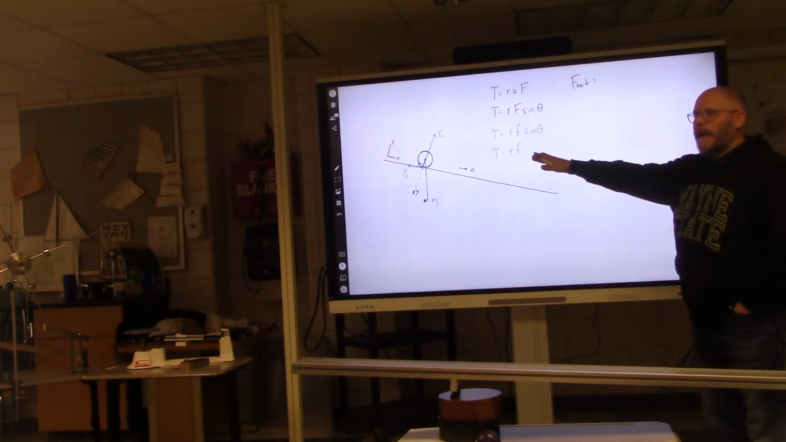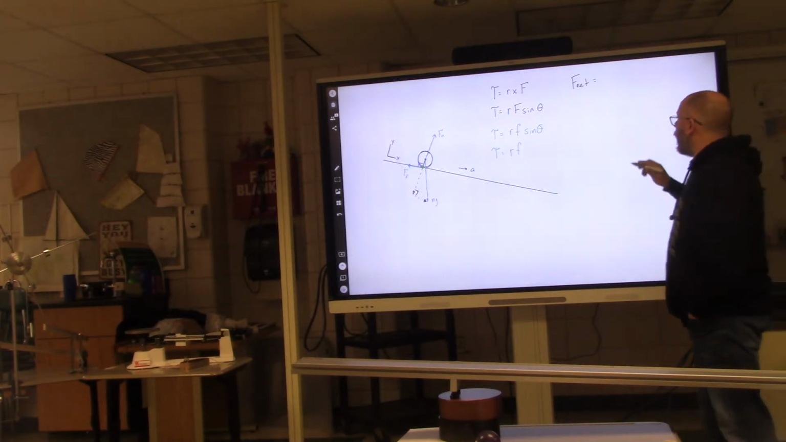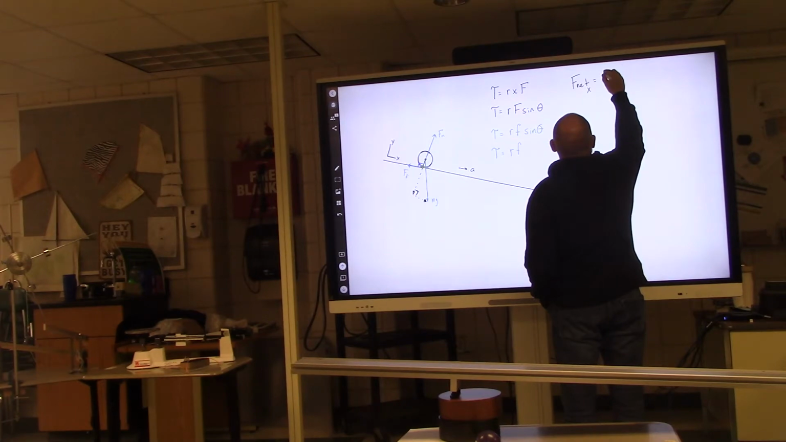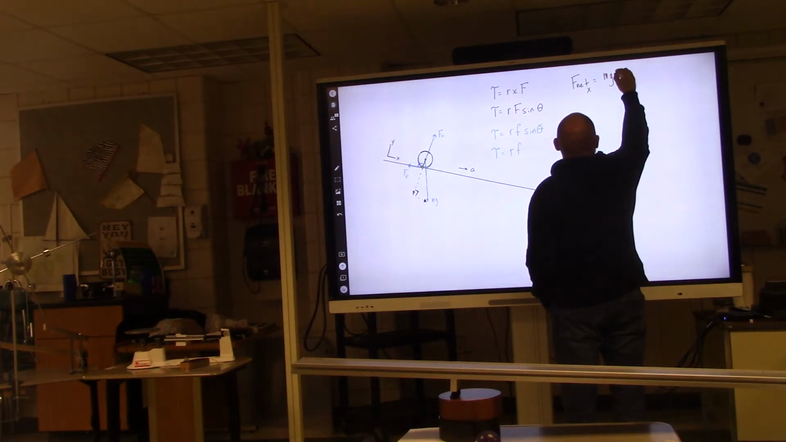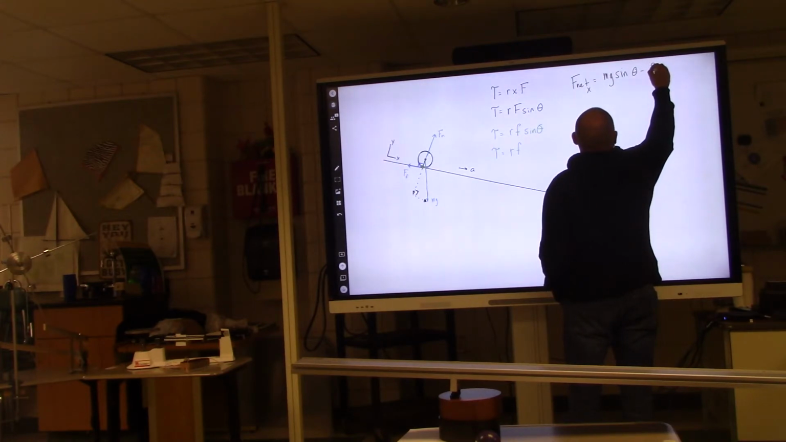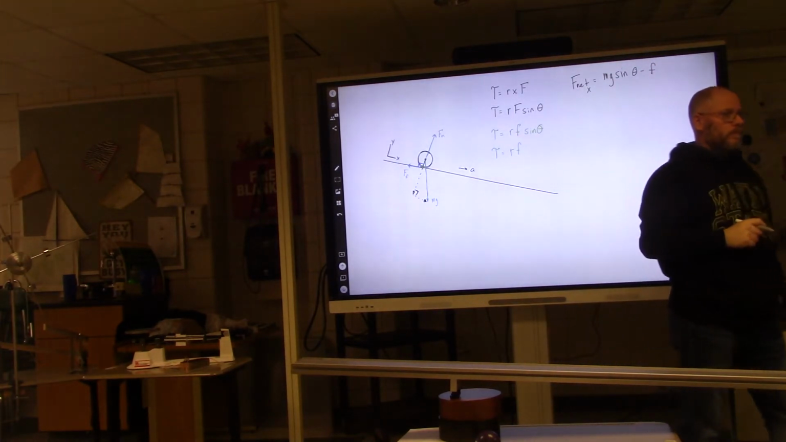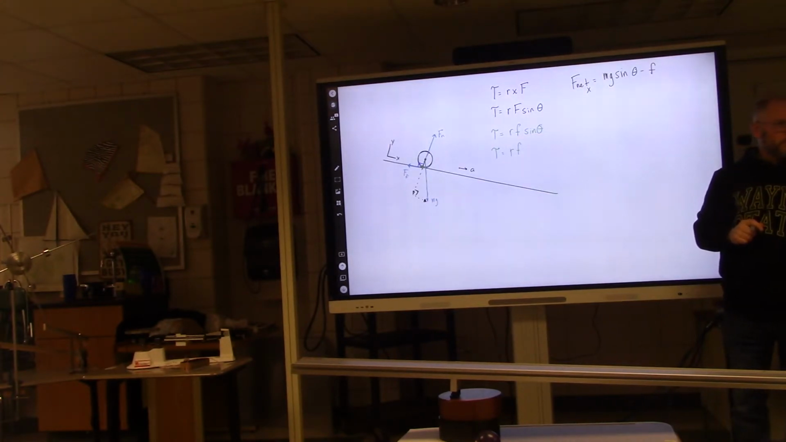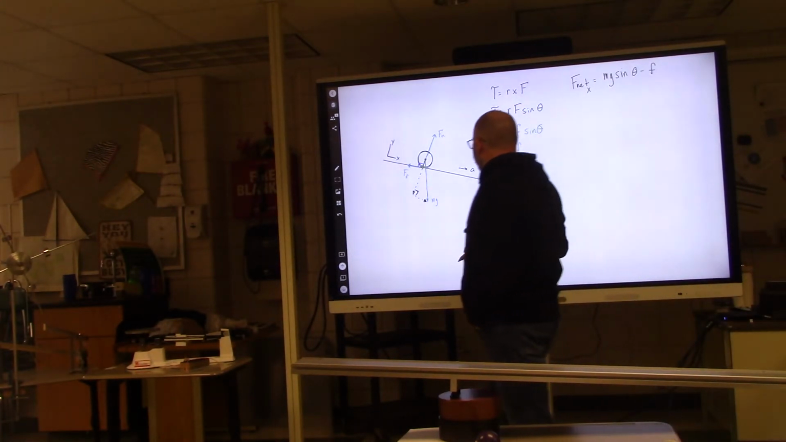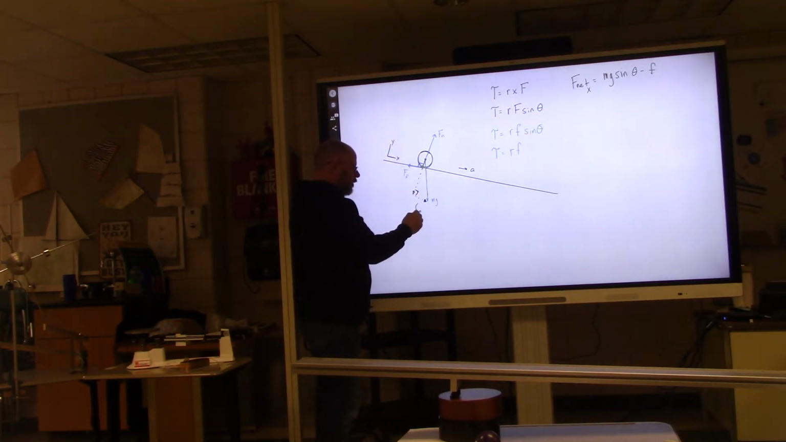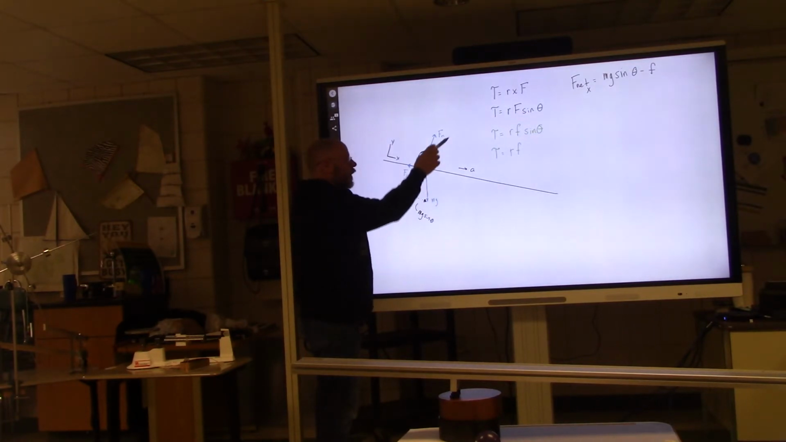So tell me about my net force in the x direction. It would be mg, no, not mg, I'm sorry. It'd be force normal sine of theta minus force? Nope, it's mg sine of theta minus force of friction. Good, we got that there.